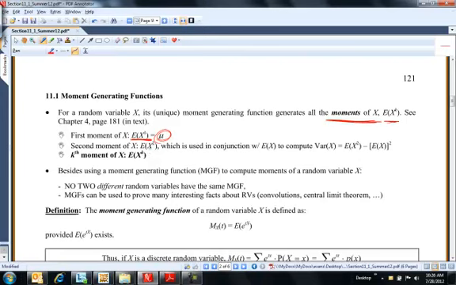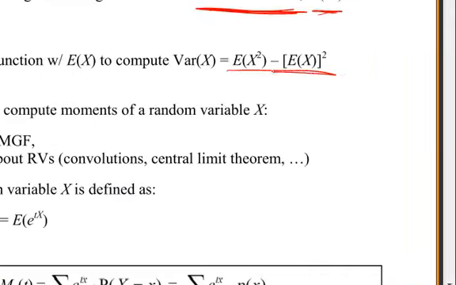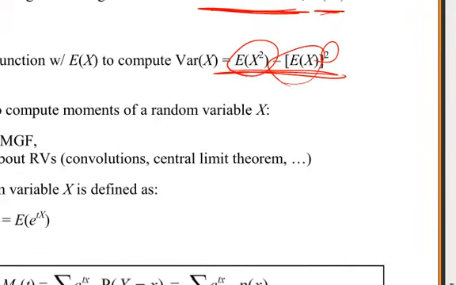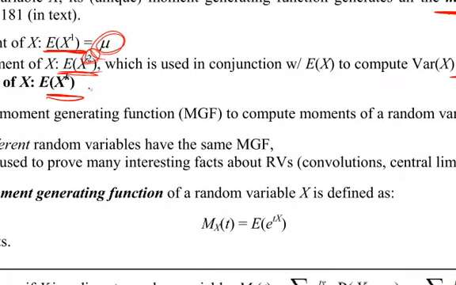The second moment is expected value of x squared. That's why I say second moment. This isn't the variance, but we know that the variance is the combination of the second moment minus the first moment squared. The kth moment is just expected value of x to the k.